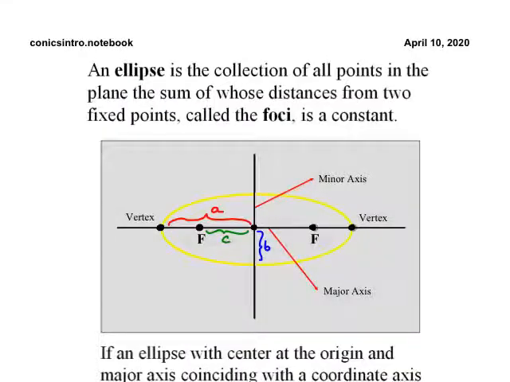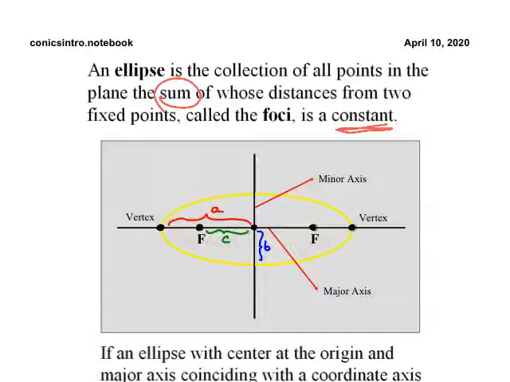Okay, here's your definition of an ellipse. An ellipse is the collection of all points in the plane, the sum of whose distances from two fixed points, called the foci, is a constant. So it is a fixed number. In the parabola, we had a focus point as well, but here in the ellipse, and also you'll find out in the hyperbola, we have 2 focus points. So you can see the plot here.